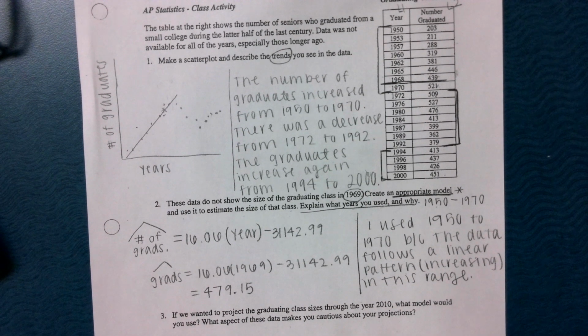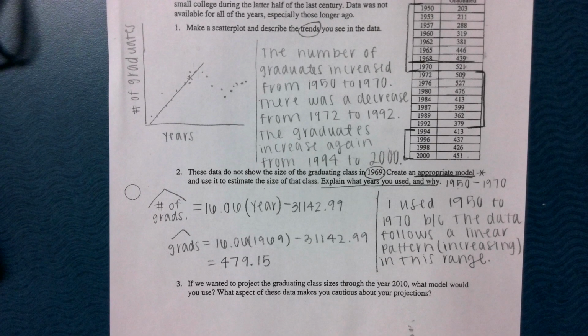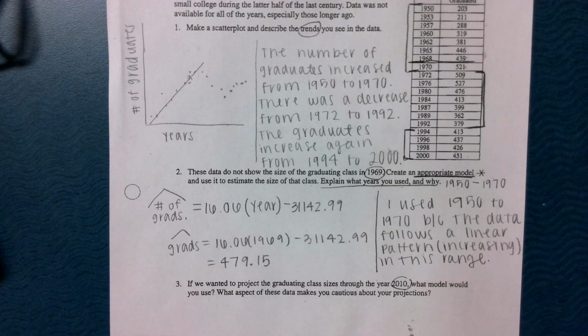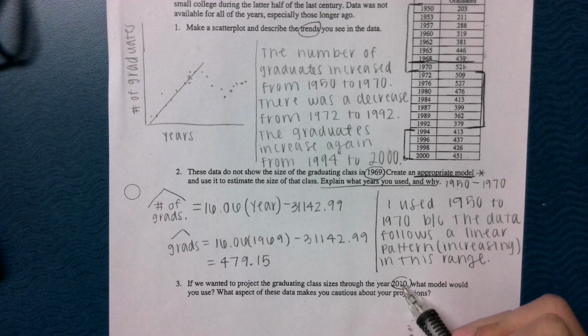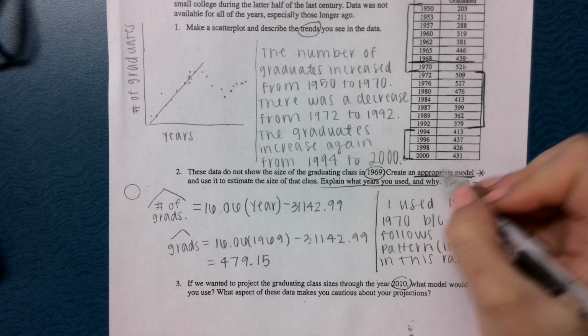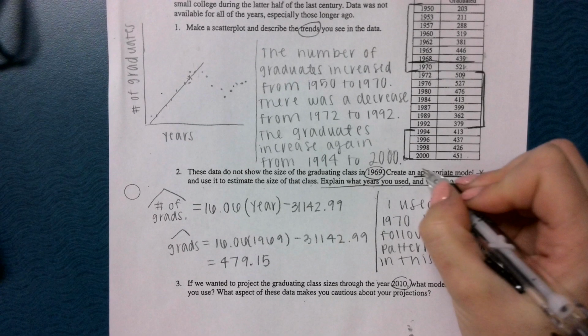Number 3 says if we wanted to project the graduating class sizes through the year 2010, what model would you use? What aspect of these data makes you cautious about your projections? So I know I'm trying to make an estimate for 2010. So looking at my data, here was the year 2000. I'm trying to go all the way to 2010.